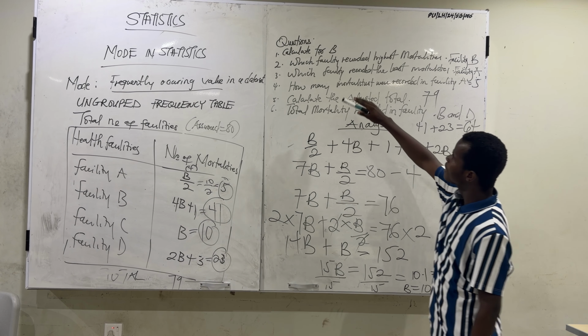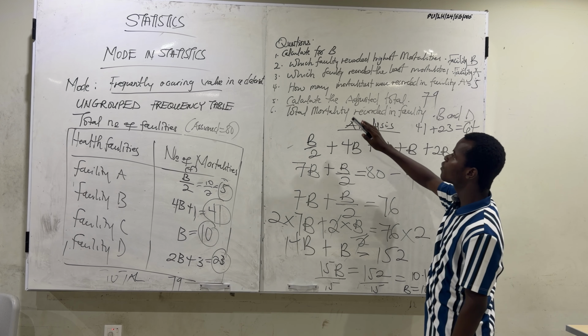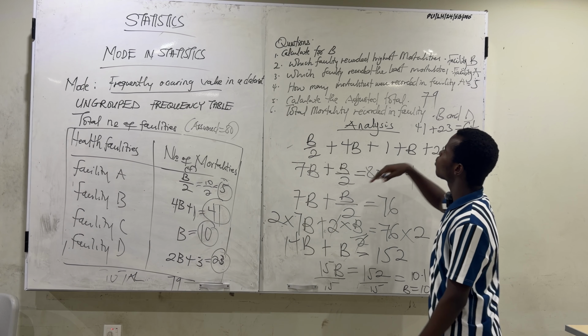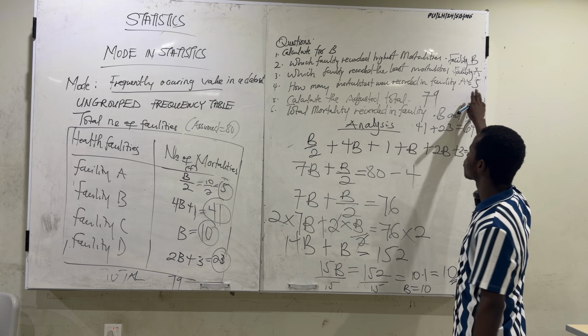Then how many mortalities were recorded in facility A? So this one, we are looking for the frequency itself. So how many mortalities? Facility A had 5 mortalities. So we write it there.